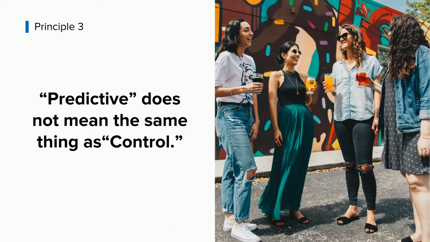So the final principle I want to talk about today is that predictive is not the same thing as control. People want to still drive the bus. They just want a GPS to tell them where to go occasionally. And I think that users still need to feel like they're doing that.